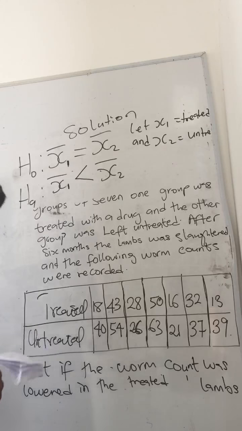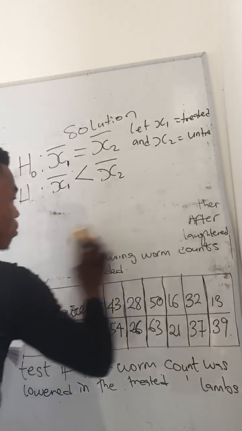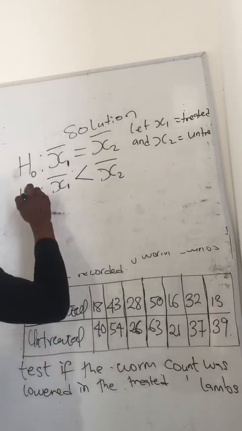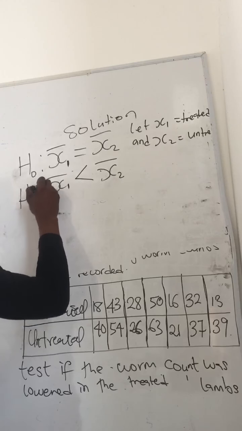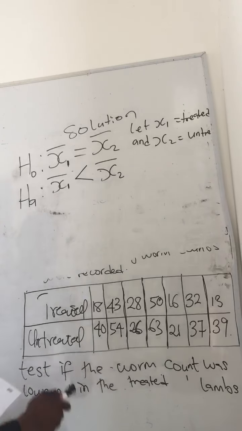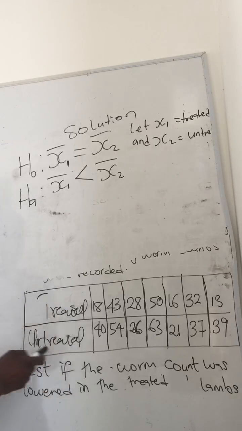So this is the first thing we do. Now we've taken our null hypothesis and our alternate hypothesis. So now we'll check again. The second thing we do is to check how many samples were given. Two samples were given, the treated and untreated.